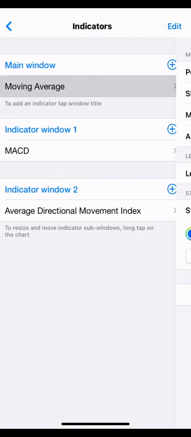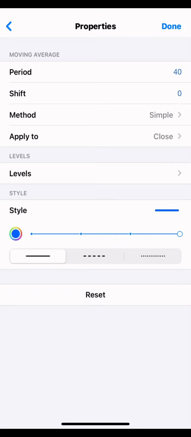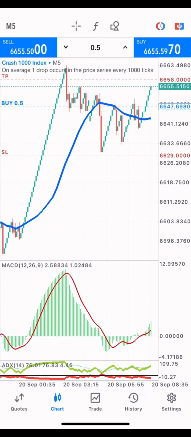So the first indicator we are going to use is moving average, period 40, shift 0. Method is simple, apply to close. You can use the color of your choice, done.